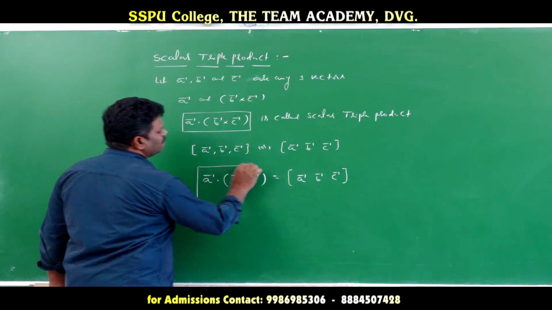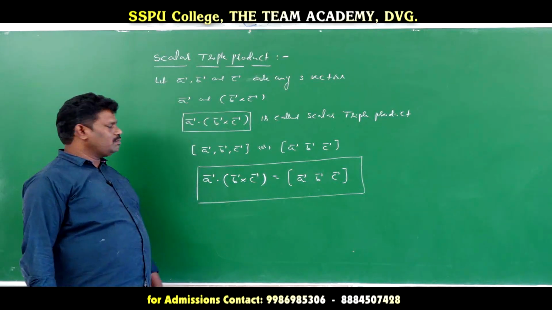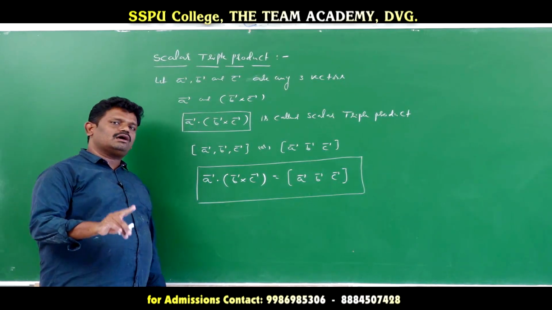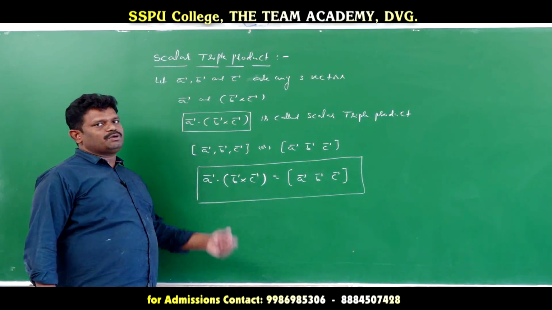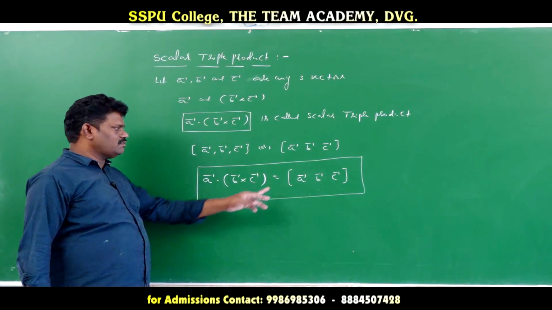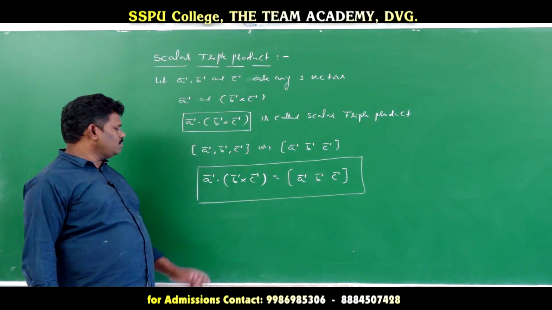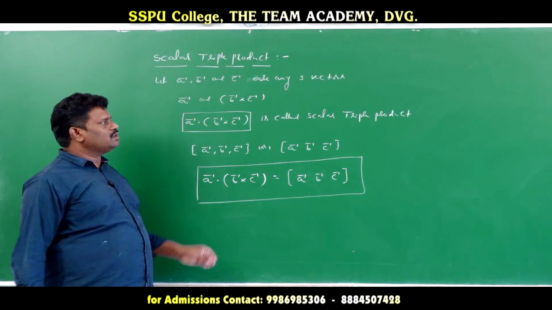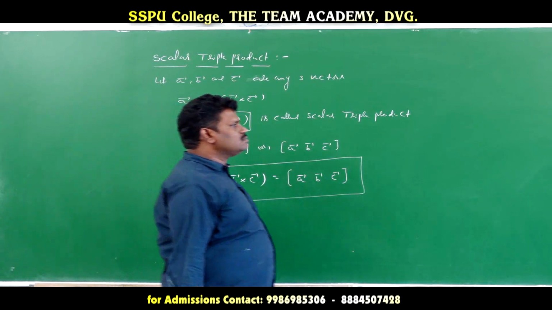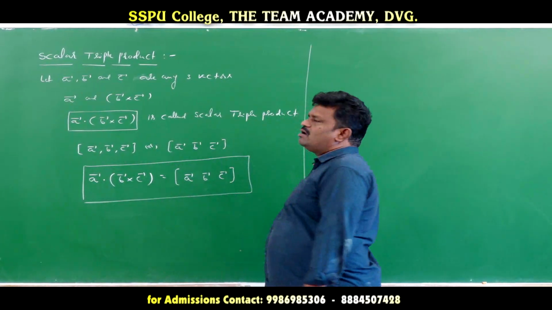So whenever a box value is there, it means we express it like this: A bar dot B bar cross C bar, or any one vector dot product with another cross product of vectors. You can also write it as A bar cross B bar dot C bar, box of A bar, B bar, C bar. So this is the scalar triple product of any three vectors. Now we discuss some observations or properties of this scalar triple product.